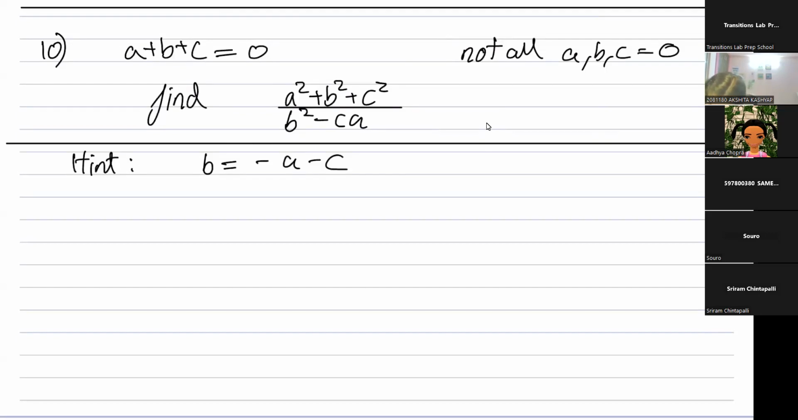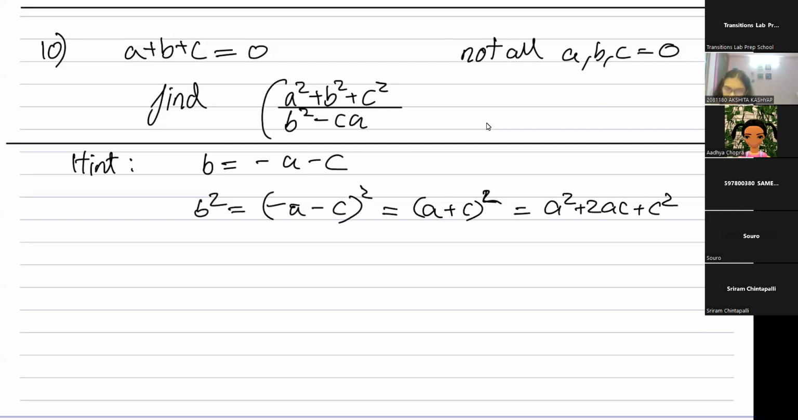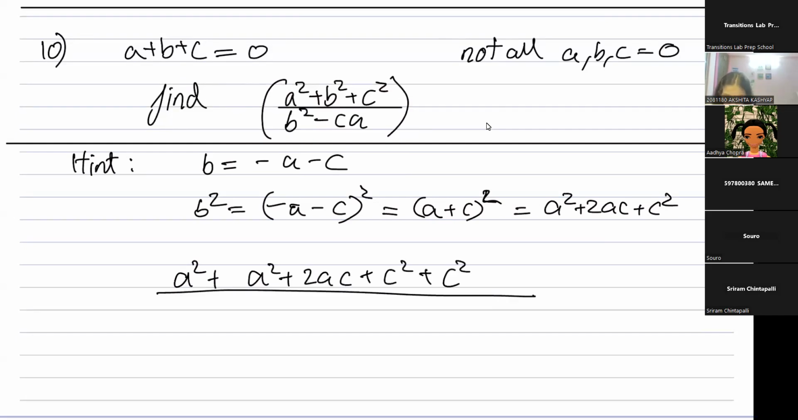Okay, how did I get the answer? B equal to minus a minus c, after this is just simple work, nothing you have to think about beyond this. So you have b square is equal to minus a minus c the whole square. Now there is a negative sign inside a square that is immaterial. So this is the same as a plus c the whole square, that is a square plus 2ac plus c square. Then when you put this back into the fraction, it'll be a square plus 2ac plus c square plus c square, because there was already one c square over there, divided by, in the denominator, a square plus 2ac plus c square minus ac.